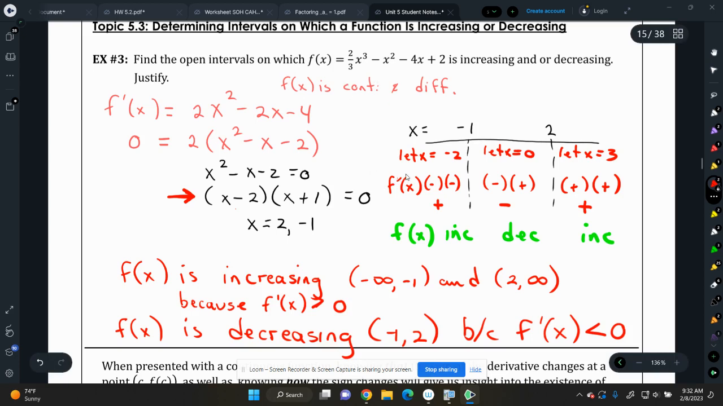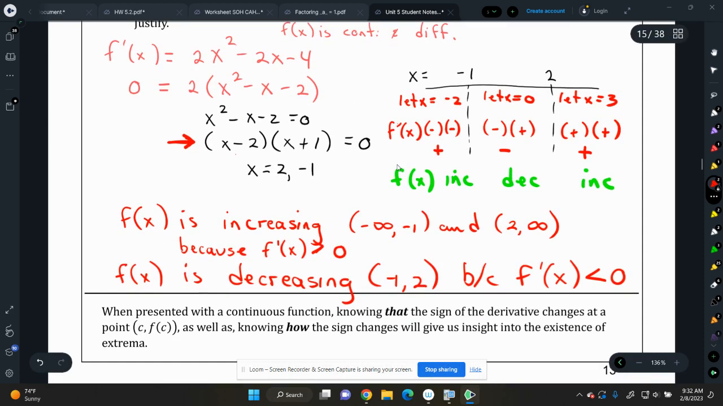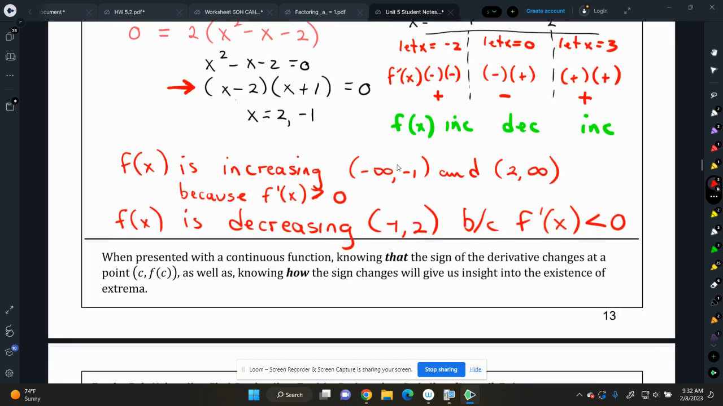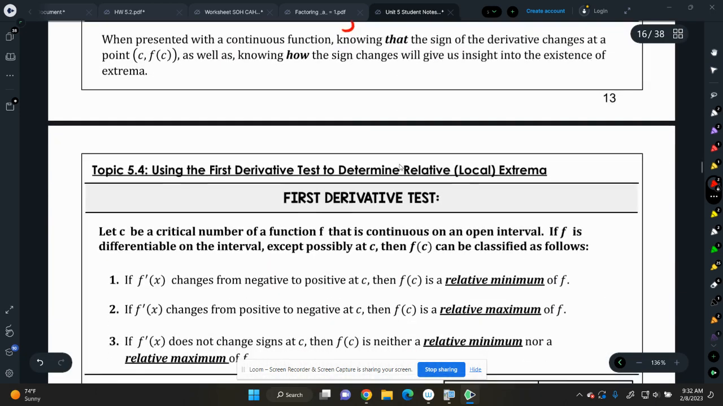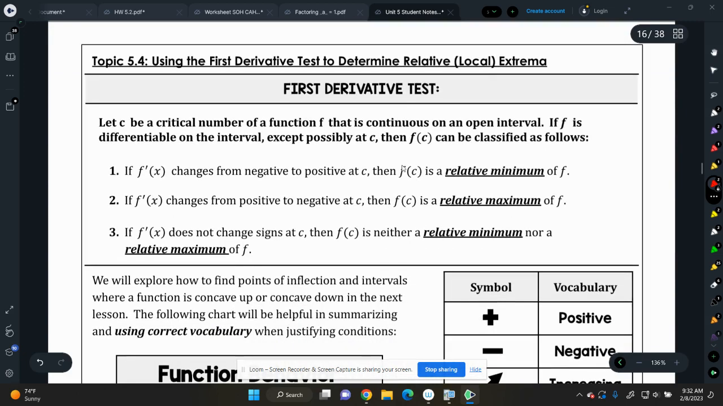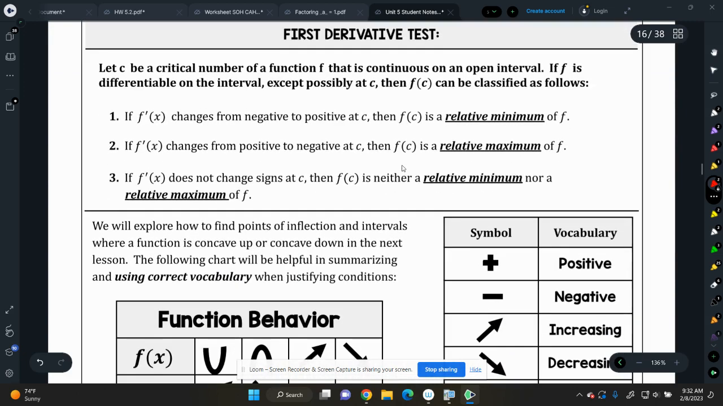Everybody understand how to show the increasing and decreasing intervals? All right, we're going to take it a step further now. Are we good? Take it a step further.